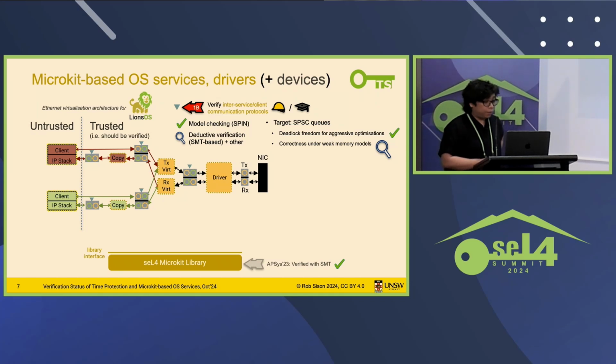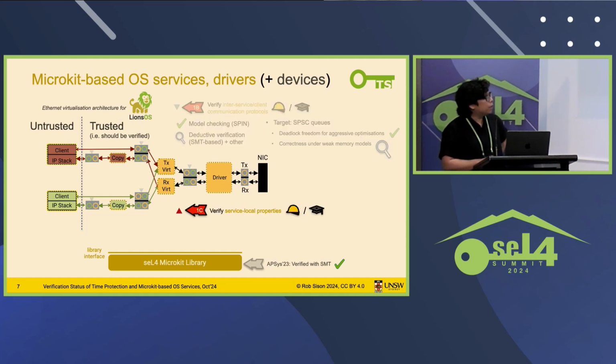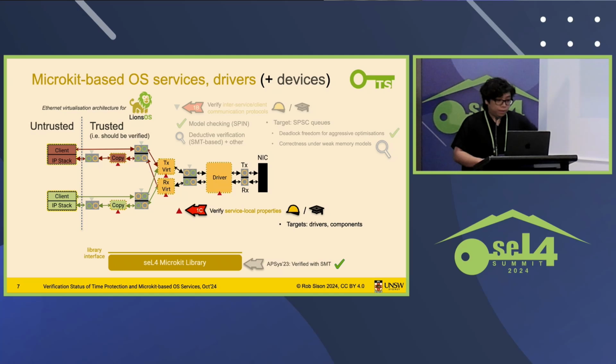What's currently under investigation as of recently is whether we can use deductive verification-based methods, or possibly other methods if the current SMT-based methods aren't powerful enough, to verify the correctness of the queues under weak memory, which would be relevant to multi-core. So that's one side. As for the components themselves, we also want to verify some properties. Here we're targeting components like the virtualizers and copy component, but our biggest focus at the moment is on the Ethernet driver.